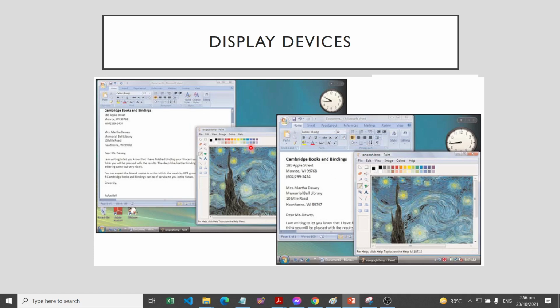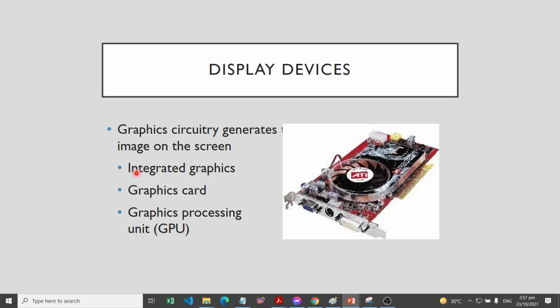In addition to a display device, such as a monitor, a computer display system also requires graphics circuitry that generates the signals for displaying an image on the screen. One type of graphics circuitry is referred to as integrated graphics and is built into a computer system board. The second option is dedicated graphics. This is graphics circuitry mounted on a small circuit board called a graphics card or video card, like this one.